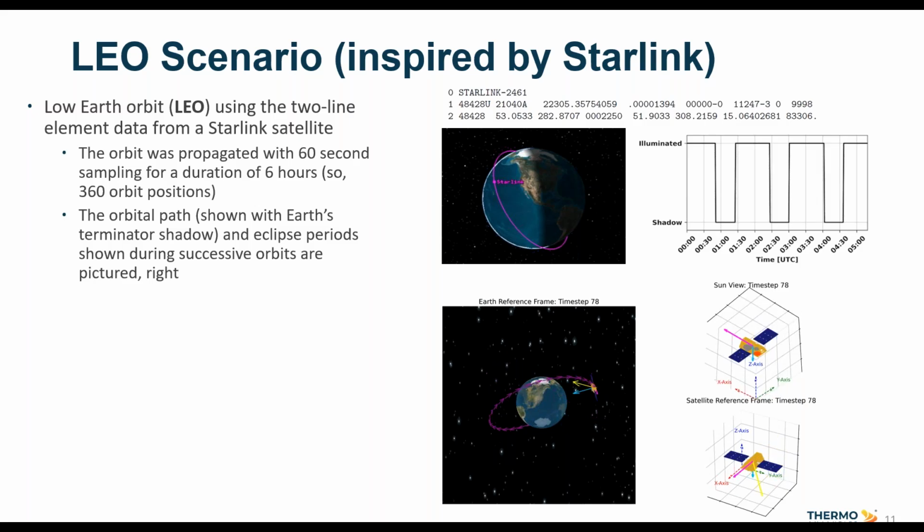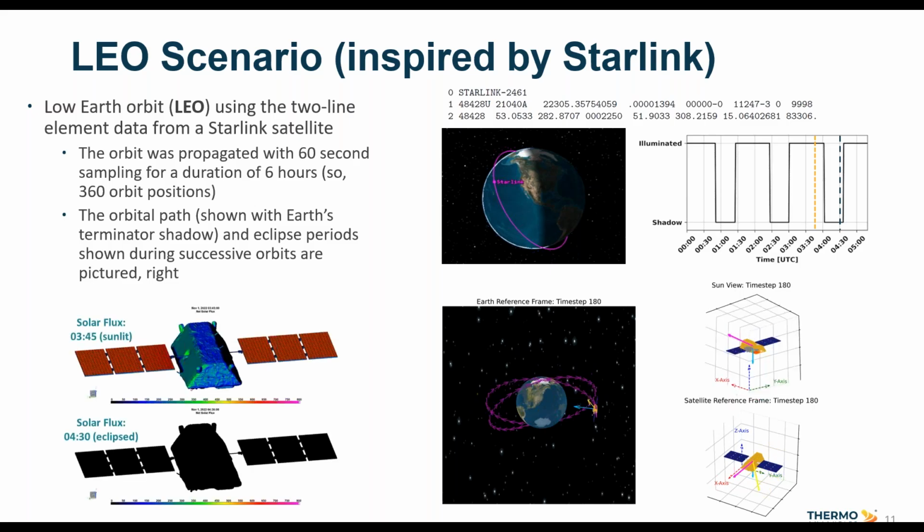And then in the lower right, we see what the satellite looks like from the perspective of the sun, and then one with the satellite reference frame fixed with a yellow arrow kind of pointing at the sun. So a few different ways that you can visualize and understand the orbit. And we'll be looking a little more closely at two particular times of this orbit, at 3:45 and 4:30.